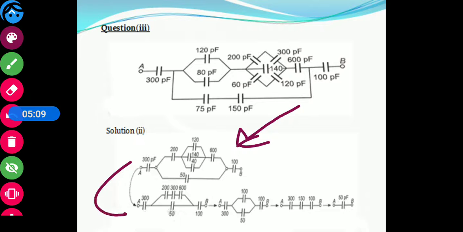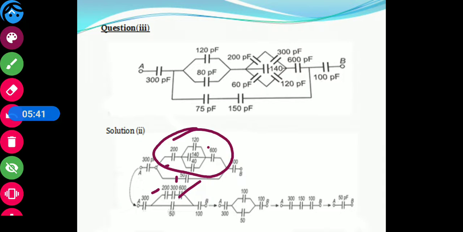Now this can further reduce to this one, because we know the formula for the parallel combination. So in place of these three, that is 120, 140 and 40, we use the parallel combination, and the result will be the sum of all three, which equals 300. So in place of this we have written 300, this is 200, so 200 as it is. In place of this is 300, and outside that is 600, which is written 600. So now there are only three capacitors, 200, 300 and 600, which are in series combination.